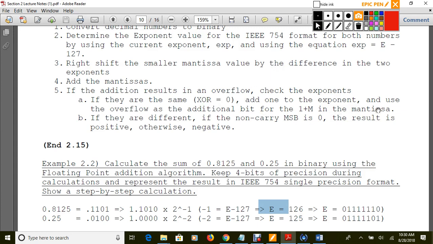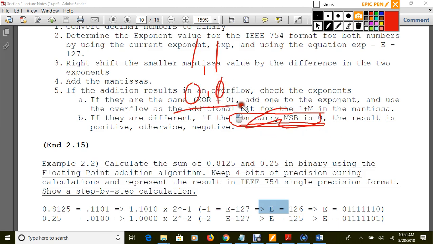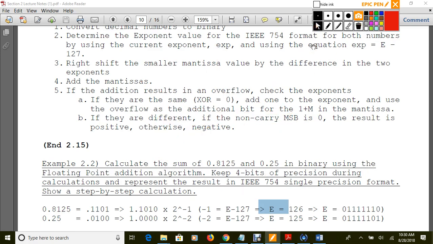If they are the same, add 1 to the exponent and use the overflow as the additional bit for the 1 plus m in the mantissa. You'll see an example of that in 2.2. If they are different, it depends on whether the non-carry bit is 0. What I mean by the non-carry most significant bit is that bit there, the one that wasn't a carry. If it's a 0, it's positive. Otherwise, it's going to be negative.